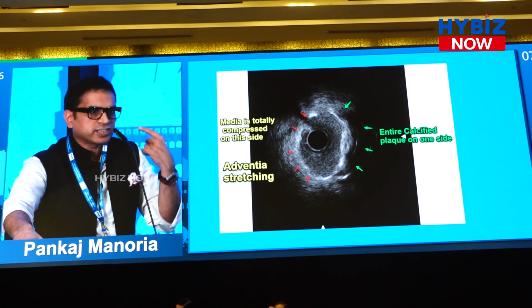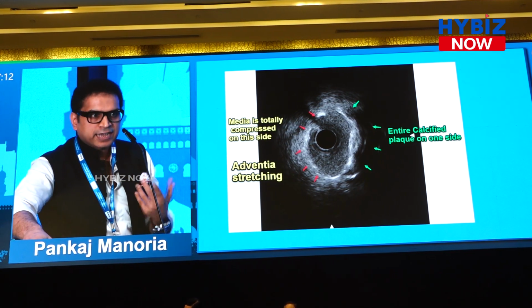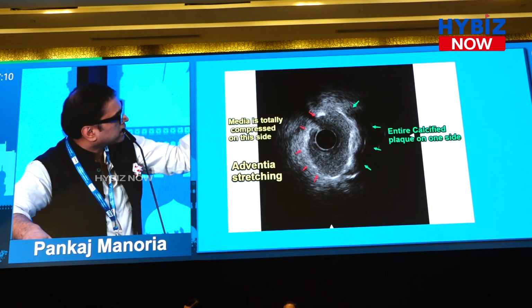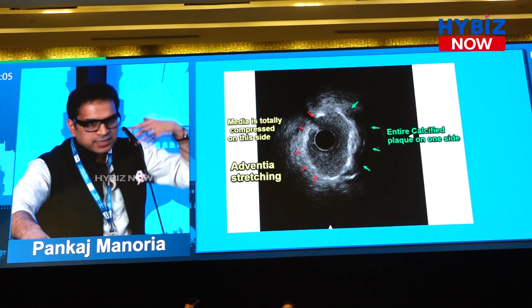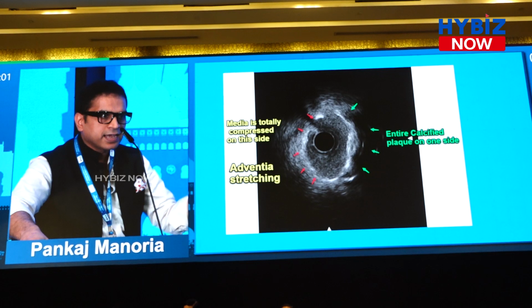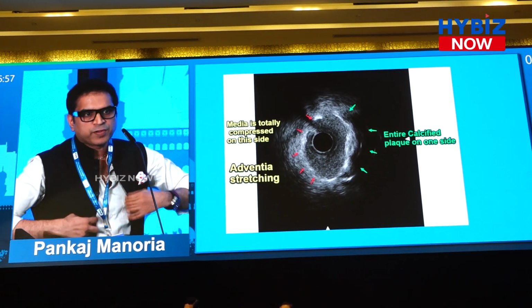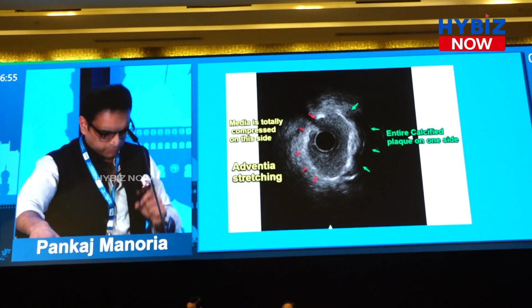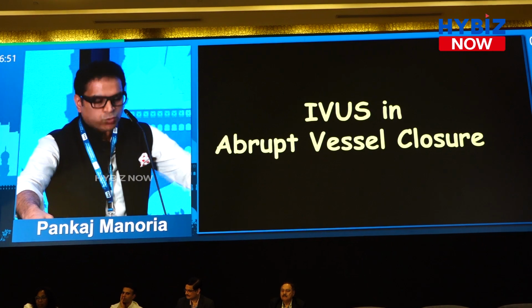And we know the adventitia is a very fragile structure. So if we do something more here, it can lead to perforation. This is a case of impending perforation, this picture. So one should always watch, whenever we see such pictures in which the adventitia is completely stretched on one side and we see a calcified plaque on the other side, this is a recipe for disaster if you do something more. So next case is, what about IVUS in abrupt vessel closure?